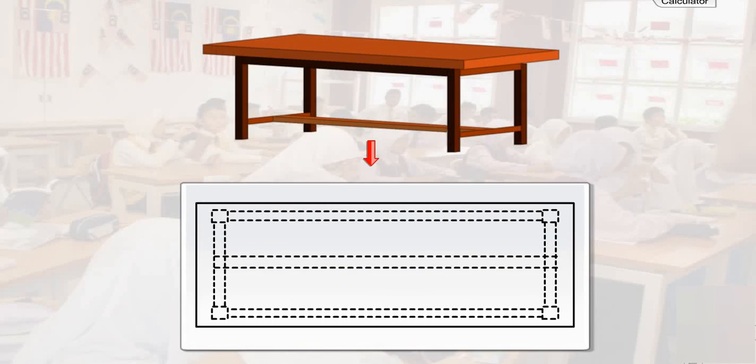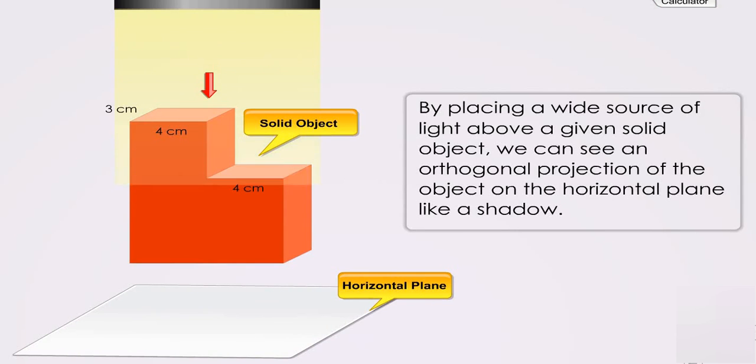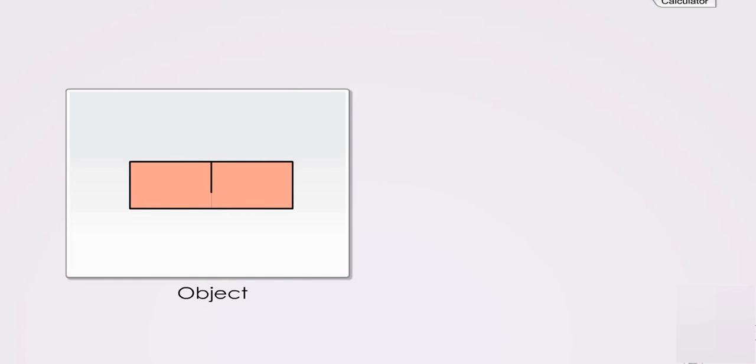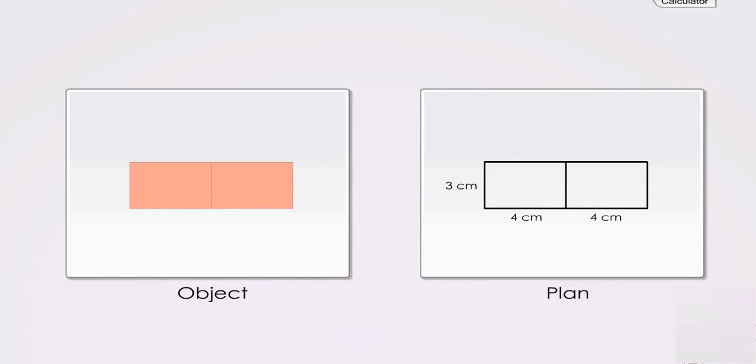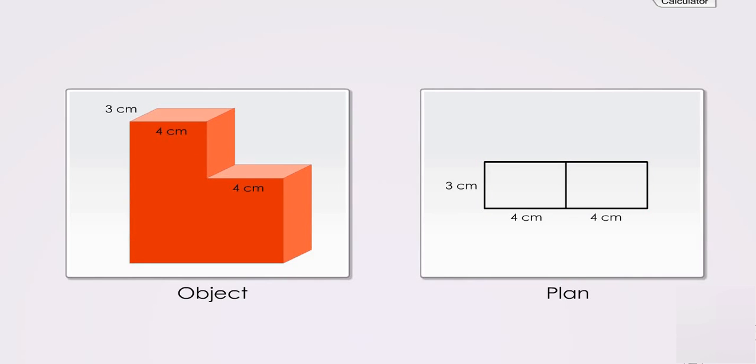Now, let's draw the plan of other solid objects. Let's try a simple experiment. By placing a white source of light above a given solid object, we can see an orthogonal projection of the object on the horizontal plane like a shadow. So, how does the object actually look like from the top? Let's find out. The shape is of a rectangle with a line in the middle of it. Thus, this is the plan of the given object, complete with its sides measurements.